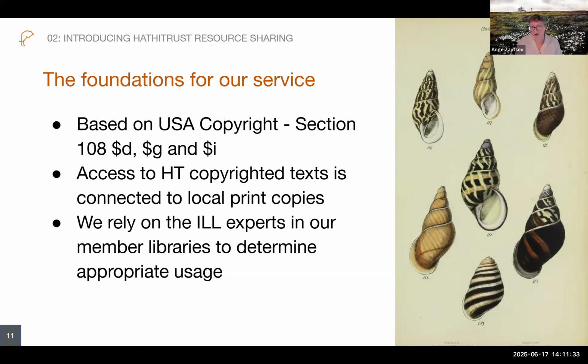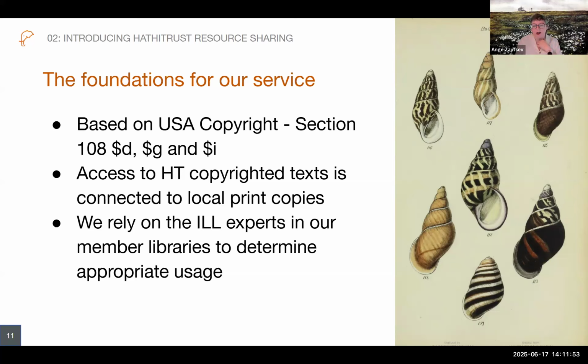I want to point out here, we are not relying on section 107 for this service, which is the fair use component. And also this service is built on the premise that access to digital text is connected to what you hold in your print collection.